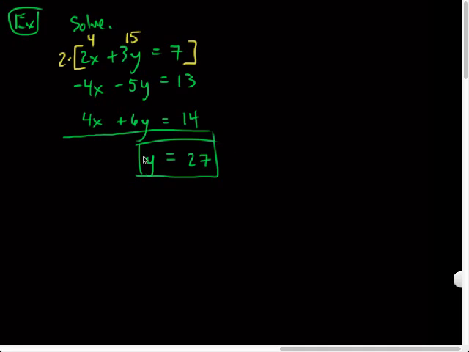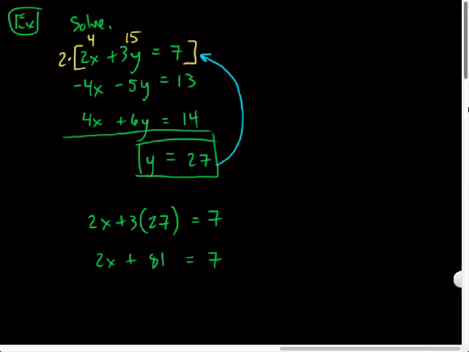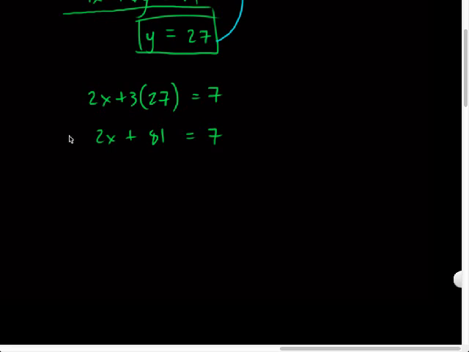Plug it into either one of the equations. Yeah, plug it into either of the originals. I like the first one better because 2, 3, and 7 are smaller numbers. That's all I'm doing. So 2x plus 3 times 27 equals 7. Let's see, 2x plus 60 plus 21, 81, if I'm doing this right, equals 7. And now I'm just solving for x.